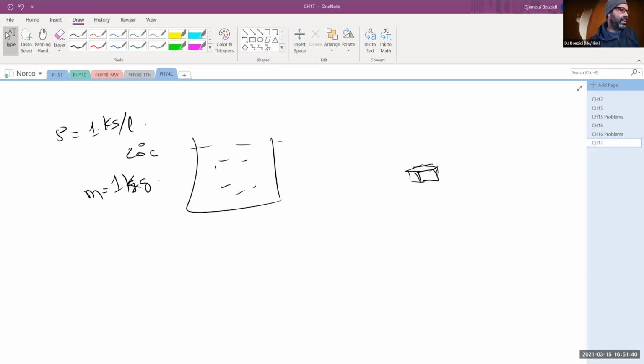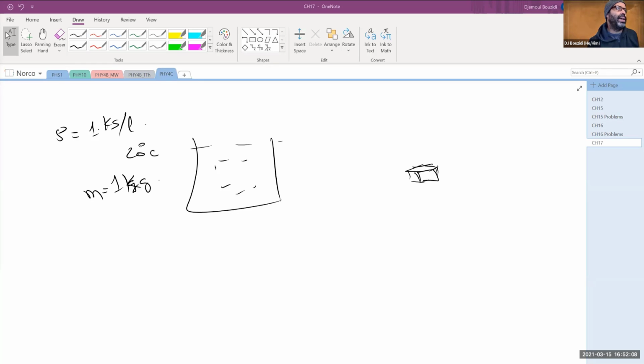What's the specific heat of iron? Okay, get this out of the way. This is part of your experiment, by the way, part of the lab today. We're meeting today for a lab, okay?